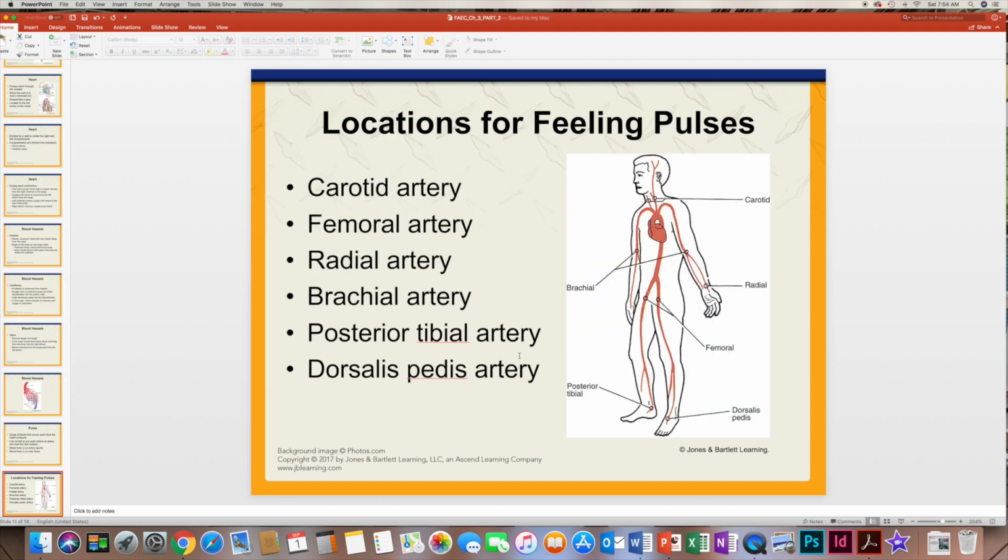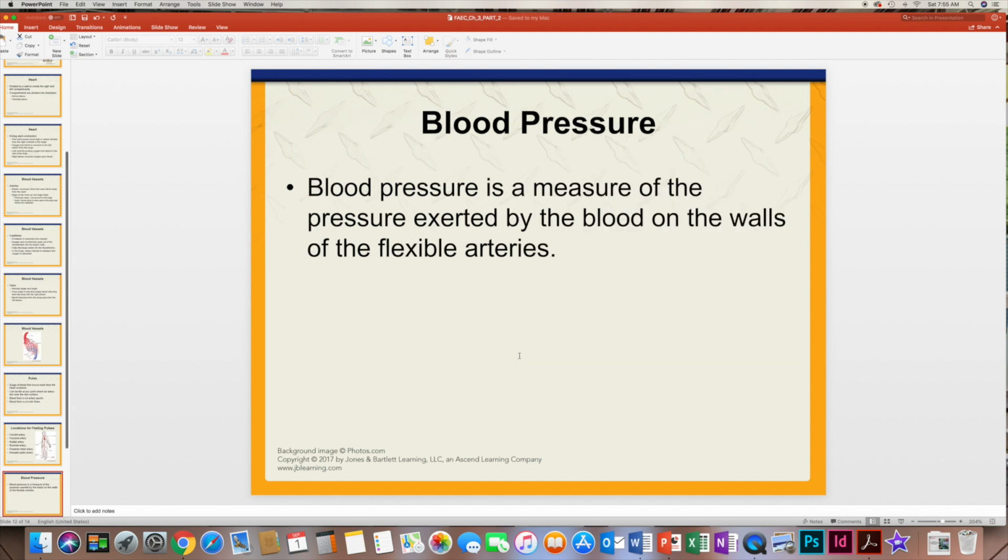There are different locations for feeling pulses, and you need to know all of these, because if you need to check a pulse, there are so many parts of the body that you can do that. One is the carotid artery found in the neck, the femoral artery in the groin, the radial artery in the wrist, the brachial artery in the arm, the posterior tibial artery on the inside of the ankle, and the dorsalis pedis artery on top of the foot. You want to become familiar with all of these arteries. Test them on yourself. Try them on somebody else.